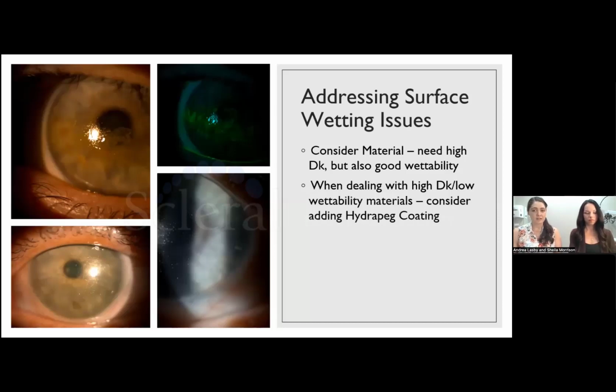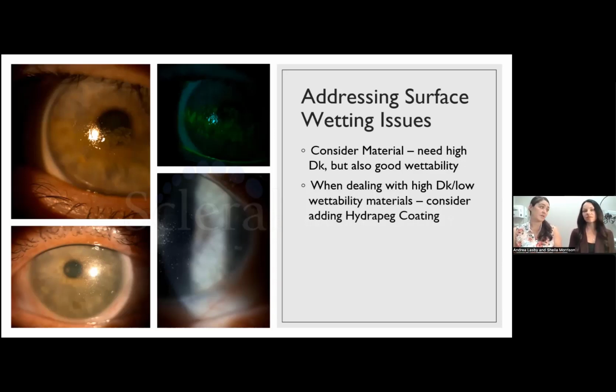So just going back a little bit to some practice pearls, when we talk about what we're doing right now, definitely make sure that you're always addressing the surface wetting issues. So consider material. There are definitely those with really high Dk but also good wettability now. Things are improving all the time. We just had Infinite come out, with Dk nearing 200 at this point. So really good oxygen permeability, but in our practice it makes a huge difference to put HydroPEG coating on those, because once you get those Dks so high, they're just not going to be as wettable.